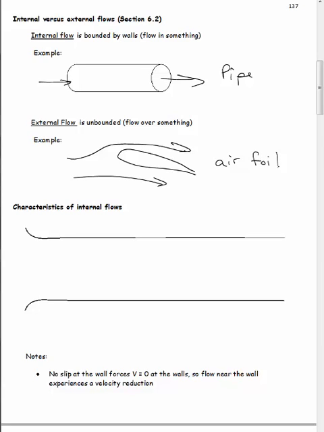Let's look at a pipe, okay? And this is at an entrance to a pipe, so these curvy lines indicate where flow is coming in. So let's say out here we have just a uniform velocity.